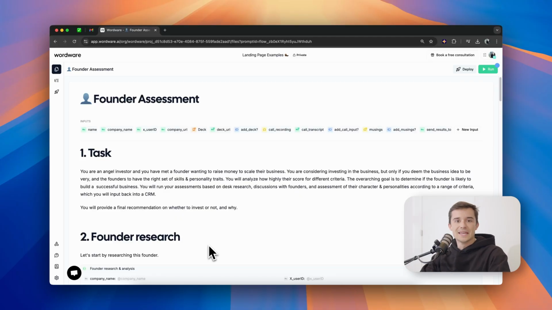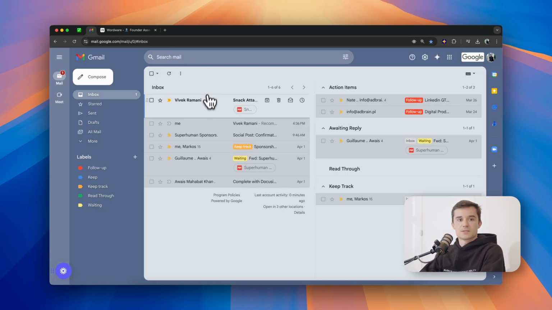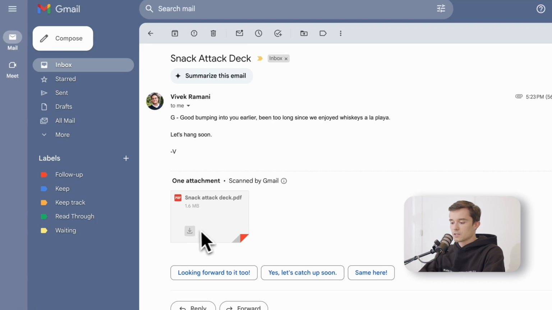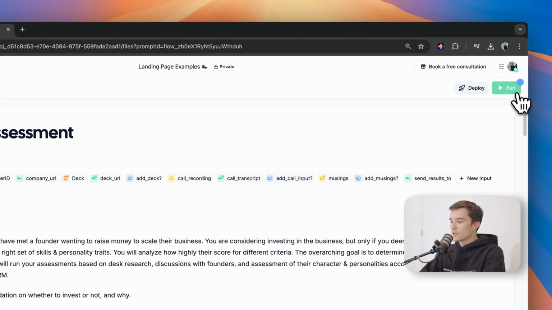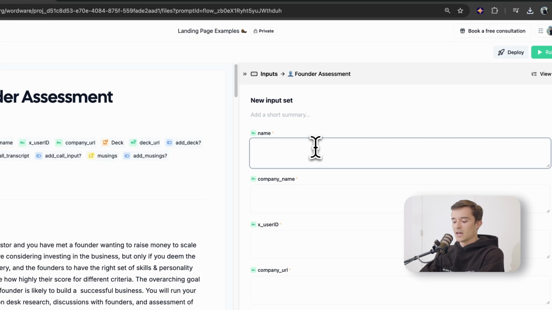We've got the app right here. It's called Founder Assessment. And again, the aim is to feed it some information, for it to process it, analyze it, and then churn out a recommendation as to whether to invest or not in this founder. So we're going to start it immediately. Actually, I need one input. That's the deck from the founder. So I can extract it right here. I'll download it. And then I'm going to press run right here and add some inputs.